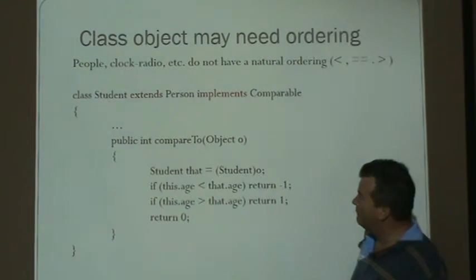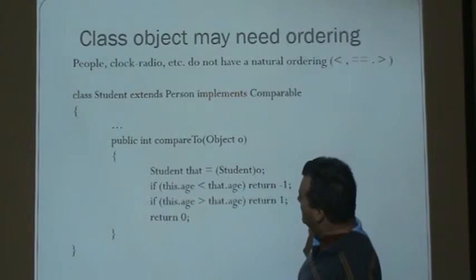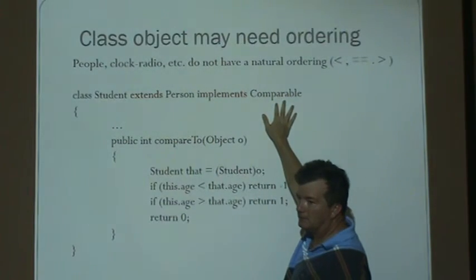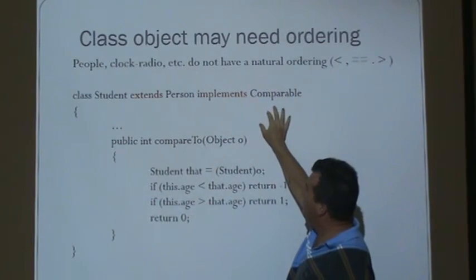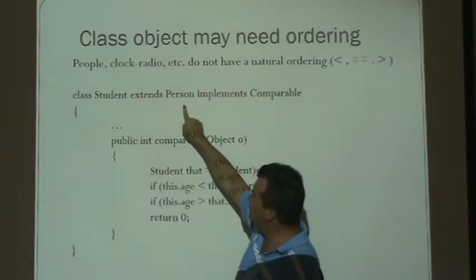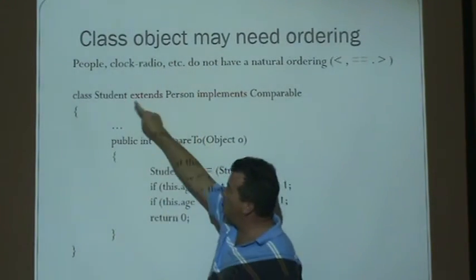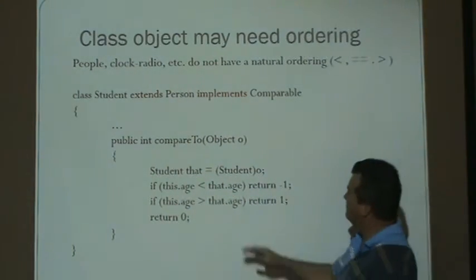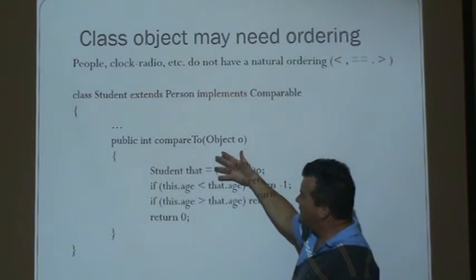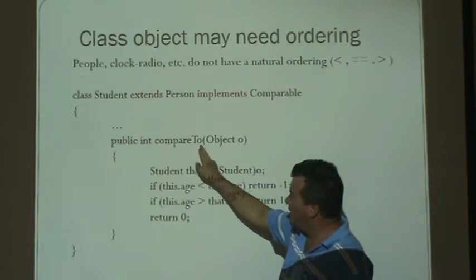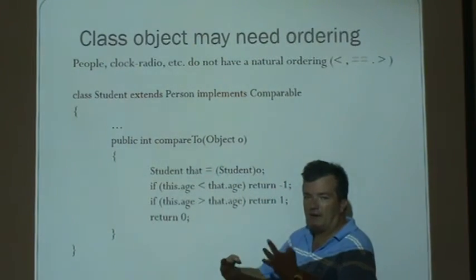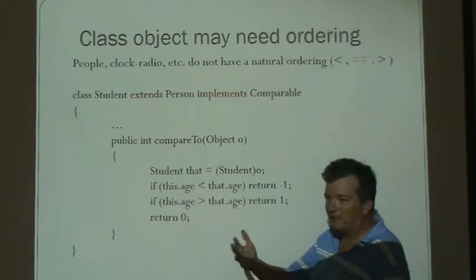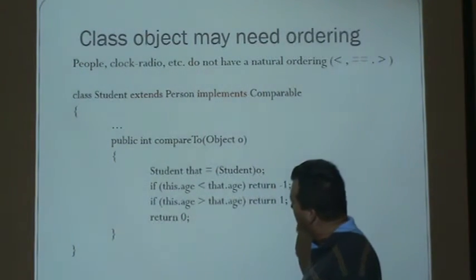But suppose we had, for example, Student extends Person and implements Comparable. Now it would already implement Comparable because Person inherited from Object and Student inherited from Person. So every student would have a compareTo function. But I'm saying it implements Comparable. That allows me to write a new body for compareTo. Now, how can you say one student is greater than the other? What would the definition of being greater than or less than the other be?